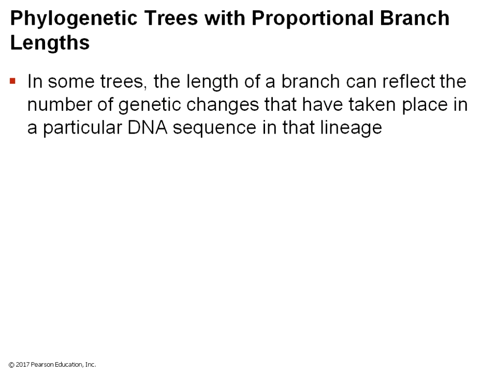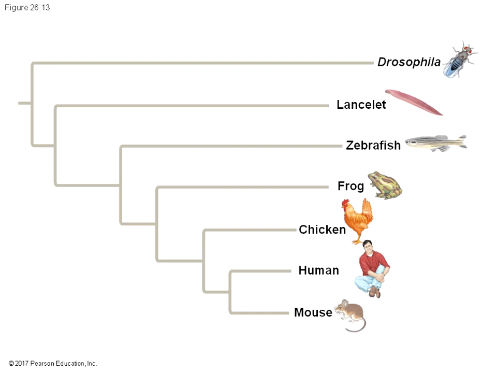In some trees, the length of a branch can reflect the number of genetic changes that have taken place in a particular DNA sequence in that lineage. Okay, so here's a long length, so that means a whole lot of changes have taken place in whatever gene they're looking at. The mouse and the human had very few changes to get whatever they needed to get for that particular gene. Varying different lengths here for our lancelet, zebrafish, and our frog.